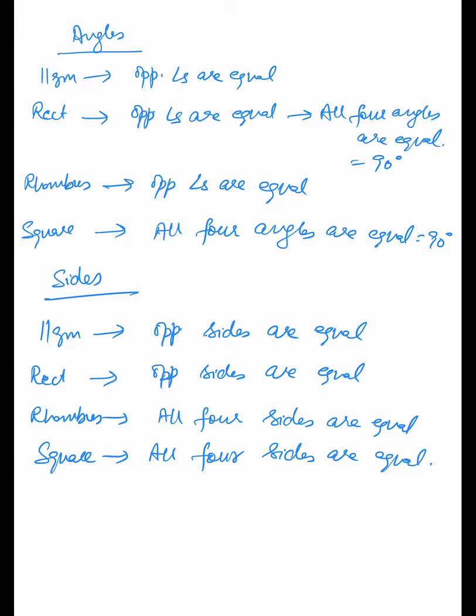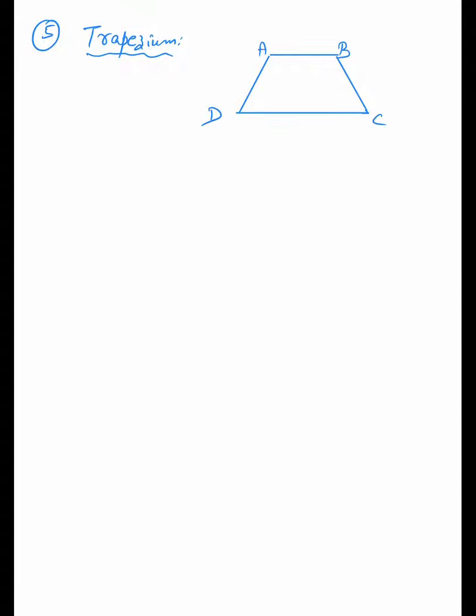Now suppose I'm left with a trapezium and a kite also. The fifth quadrilateral is a trapezium, and it has got a very simple definition. What is a trapezium? It is actually a quadrilateral in which only one pair of opposite sides is parallel. Like in a parallelogram we say both pairs of opposite sides are parallel, but in a trapezium only one pair of opposite sides is parallel, that is AB is parallel to CD. We can't say anything about AD and BC. They may be equal, they may not be equal.